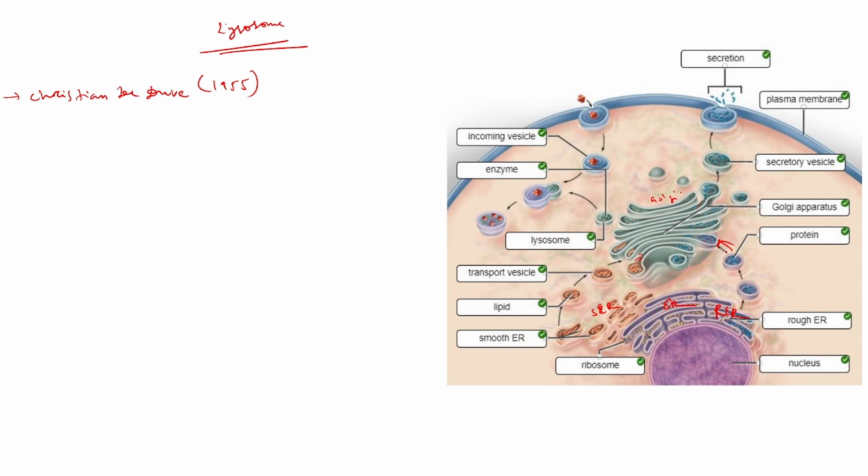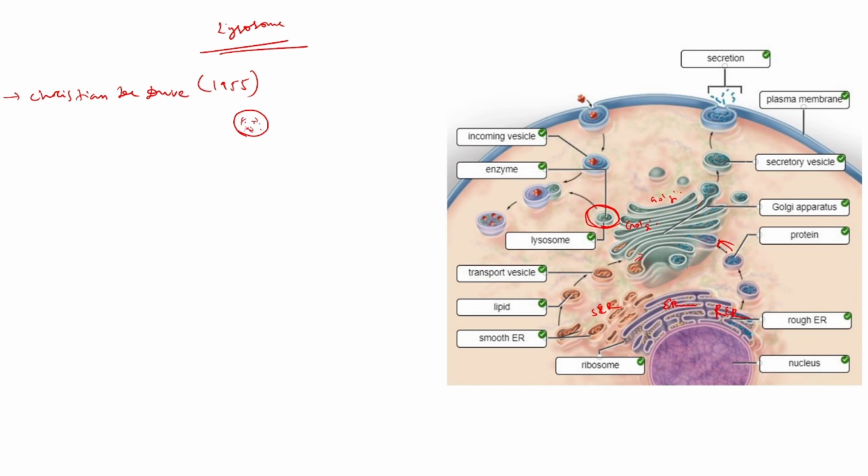So like the packaging, this is the lysosome. That means the lysosome is also formed by the process of packaging of the Golgi body. So what is the function of the lysosome? Here also this lysosome is formed by this Golgi body. So what is the lysosome? Let's say this is the lysosome.